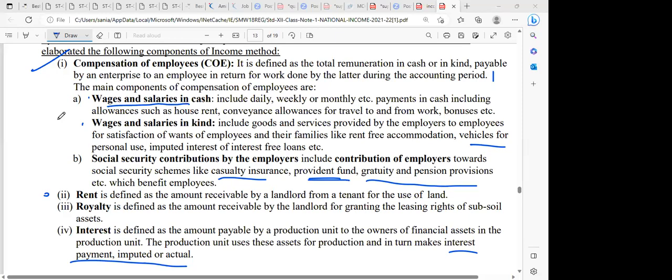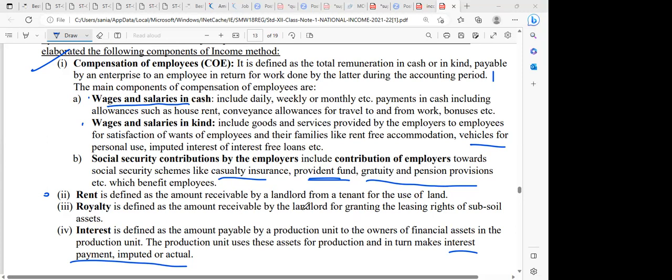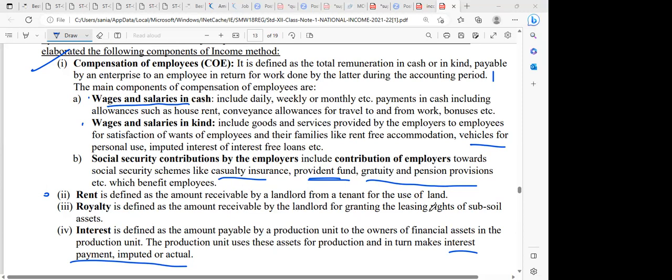Ma'am, what are subsoil assets? Where is it given? Royalty. Right. Okay. Subsoil assets are related to land, right? For example, I have this much land and in this I have given a portion. So that is subsoil related to land. Okay. Oh, okay, ma'am. Both of you done?